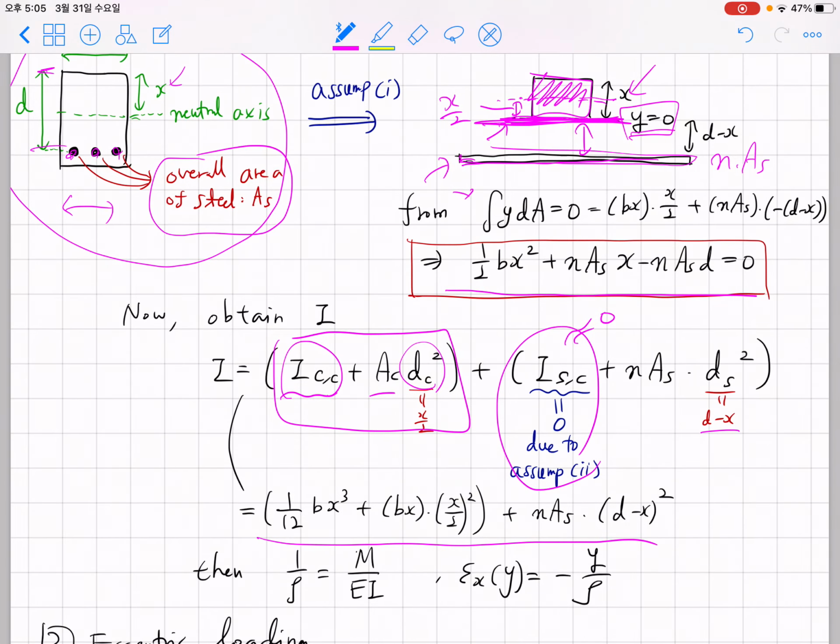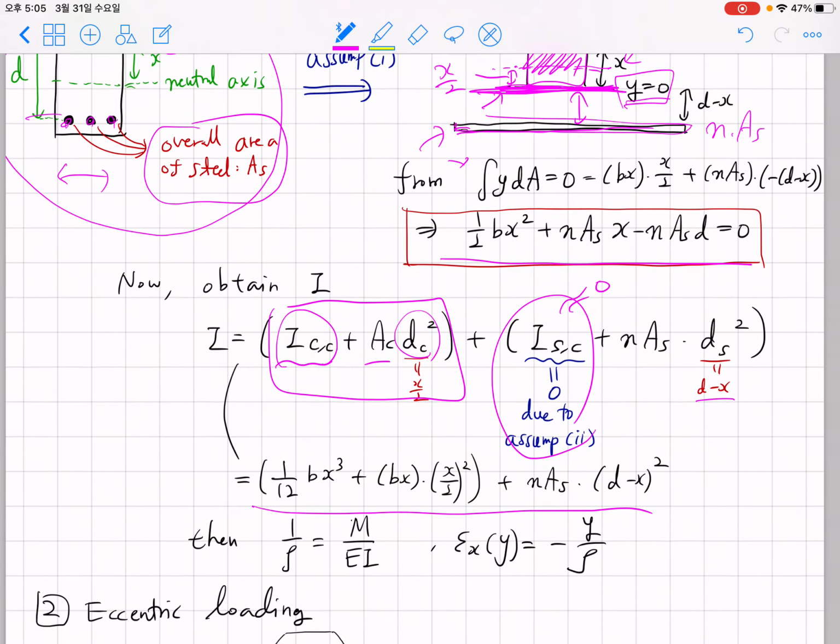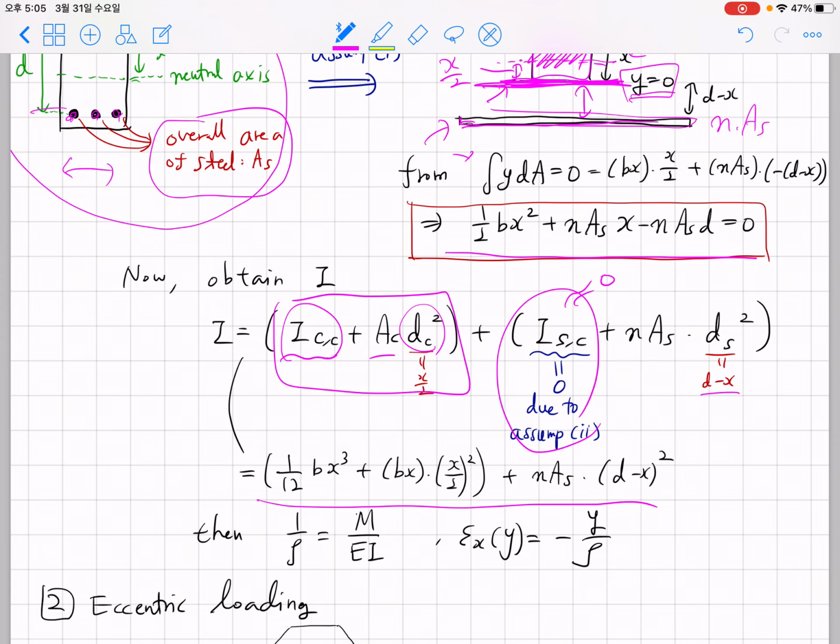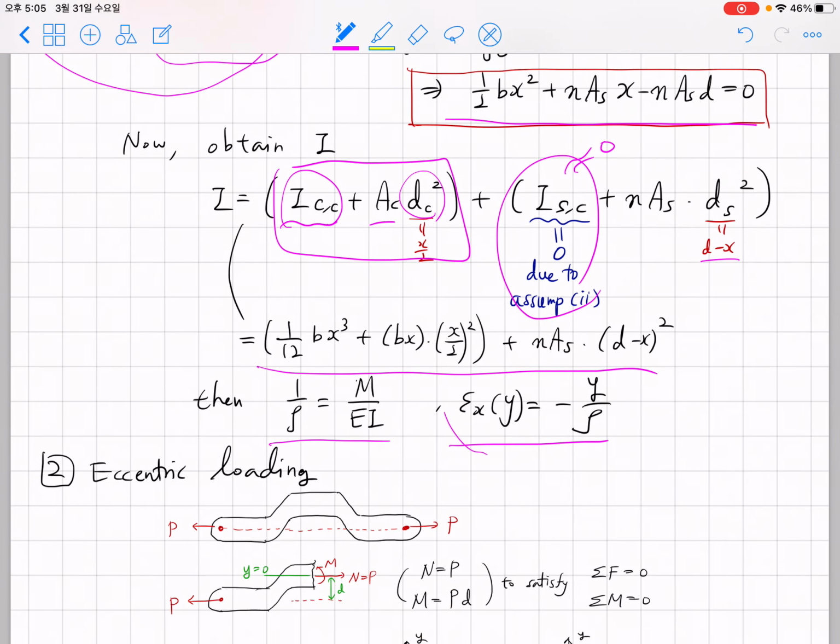After obtaining the centroid position and I, the next step is a very standard procedure. One over rho is M over EI. Then we can obtain the strain distribution very easily. After obtaining the strain distribution, if you multiply by the modulus at a specific position, you can obtain the stress at that point. This is something you have to remember: strain under pure bending is very simple. It's a linear distribution in y.